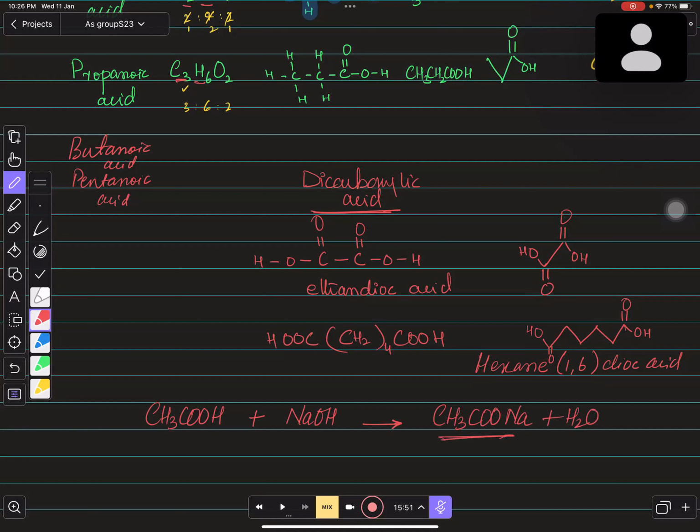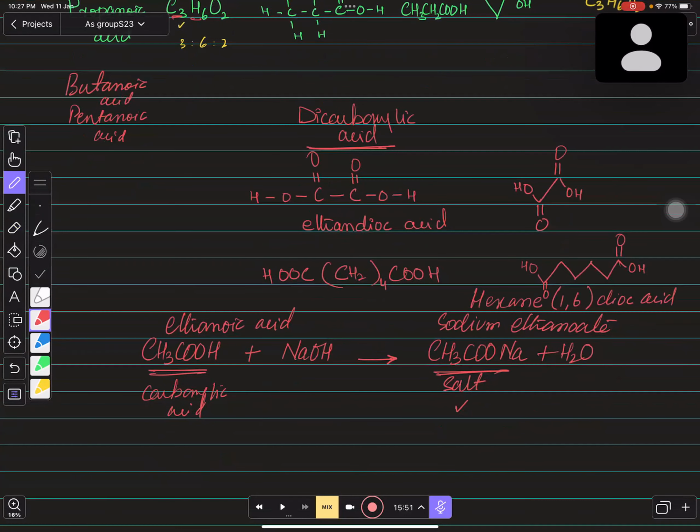So this is what? This is a carboxylic acid and this is the salt of a carboxylic acid, right? This is actually ethanoic acid because it has 2 carbons. This is ethanoic acid and this is sodium ethanoate, right? I just want to show you one more thing: whenever you talk about the salts of carboxylic acids, they are always known as carboxylate salts.